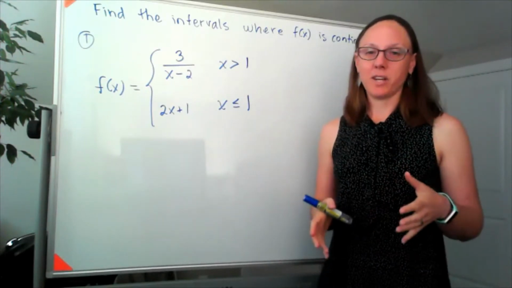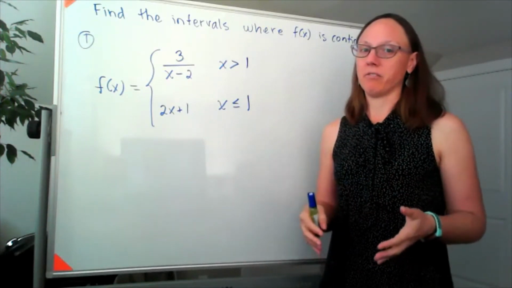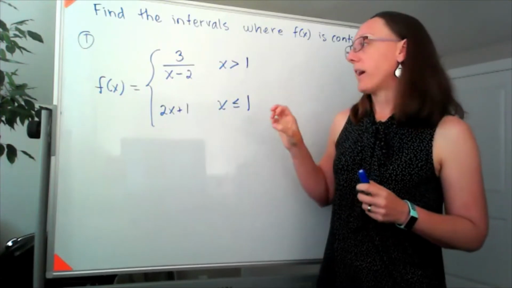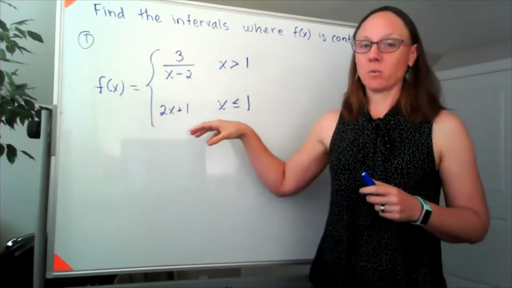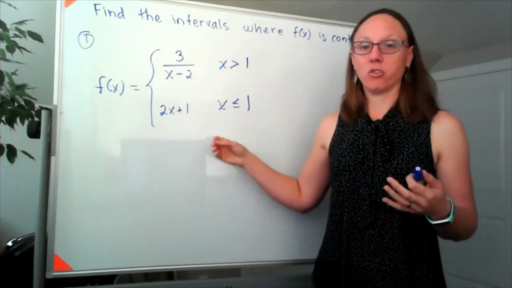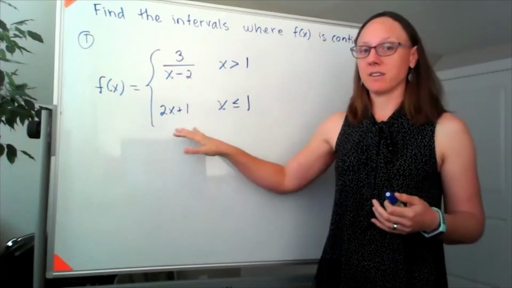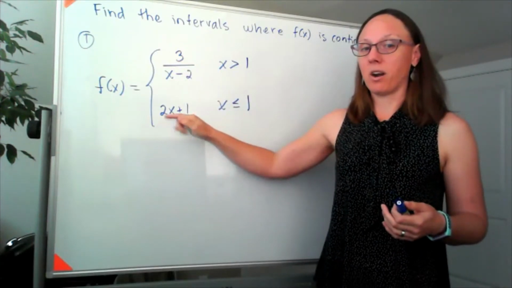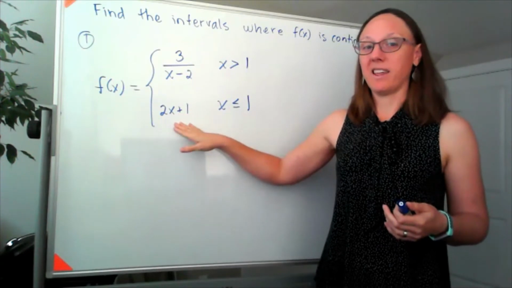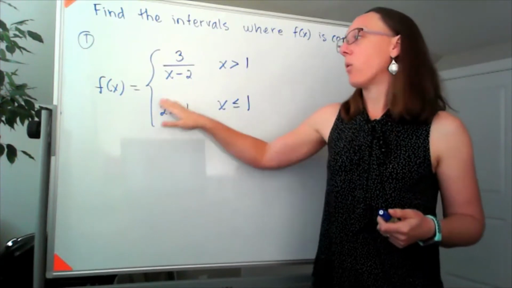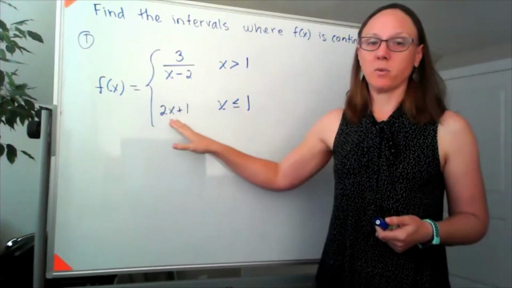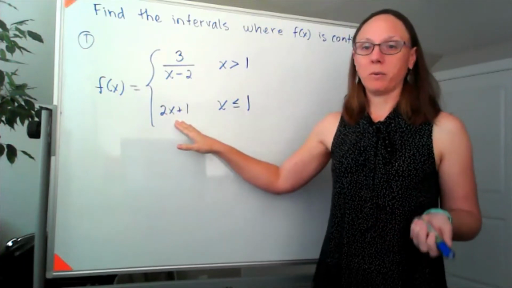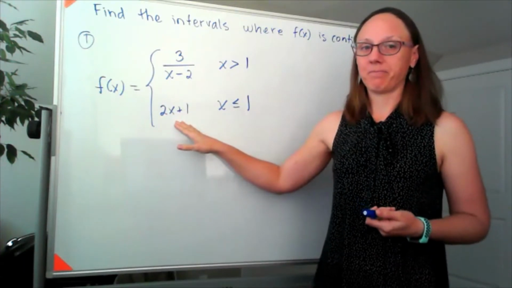defense for continuity is to think about the domain of the function. So because we have a piecewise function, I have to think about the domain for each of these pieces. So for this second part, 2x plus 1, that's a line. So if I only had the function y equals 2x plus 1, the domain would be all real numbers.